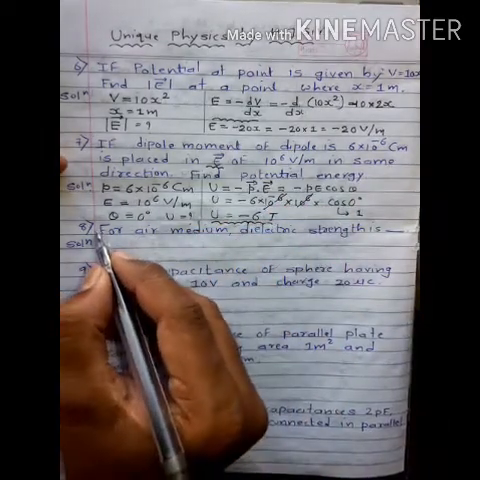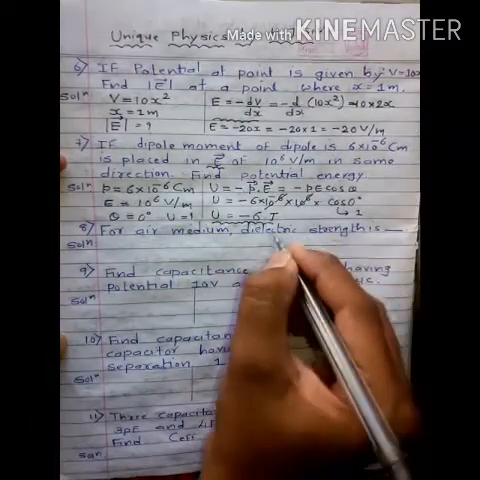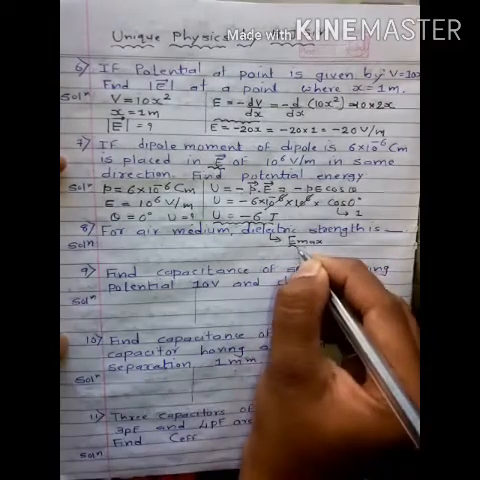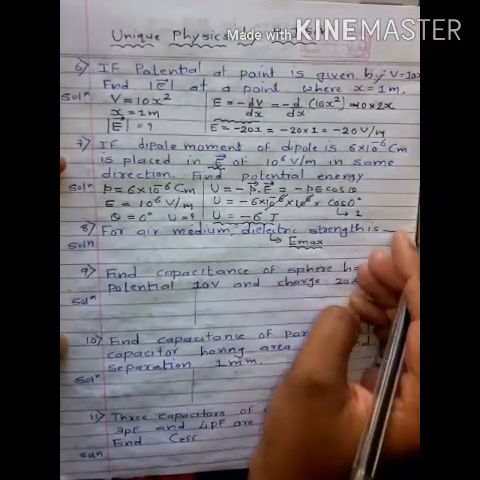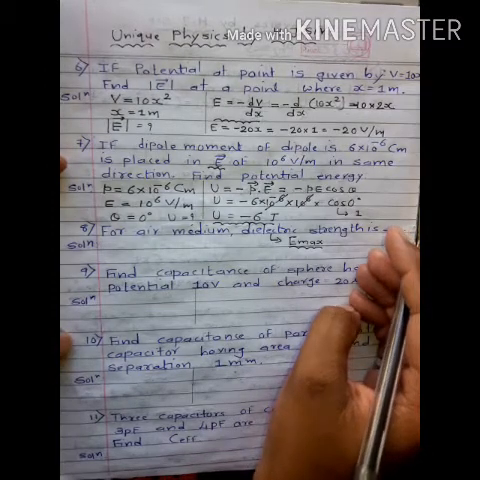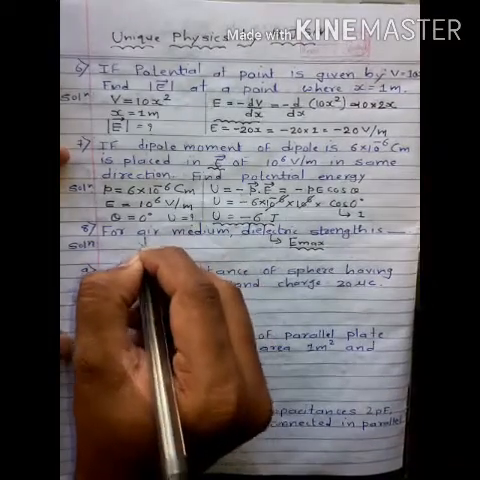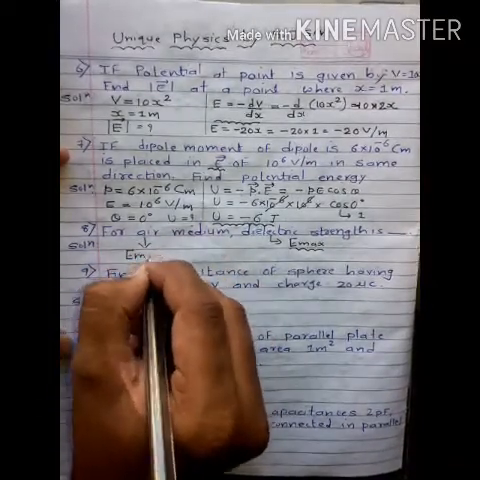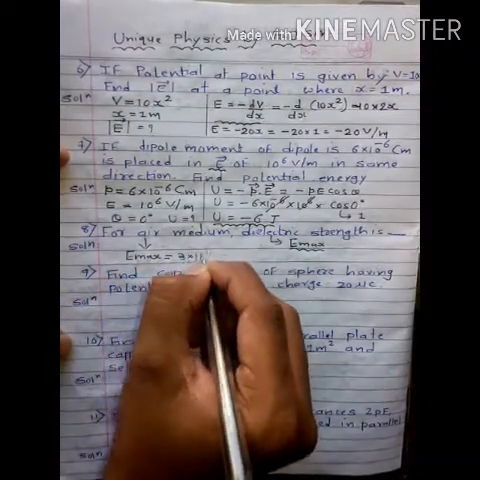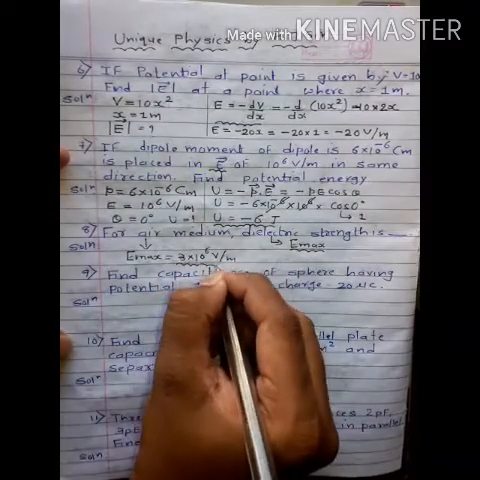Next MCQ number 8. For air medium, dielectric strength is blank. Dielectric strength means the maximum electric field of any medium. Clear? That is known as dielectric strength. So for air medium, remember the value of dielectric strength. So for air medium, Emax is equal to 3 into 10 to the power 6 volt per meter. This is a standard theoretical MCQ.